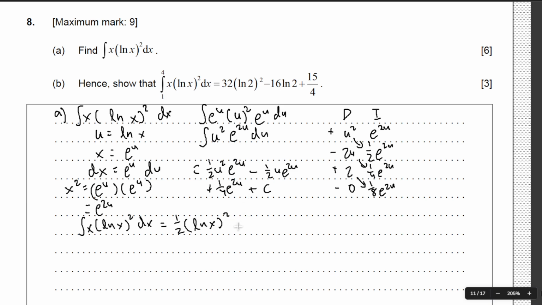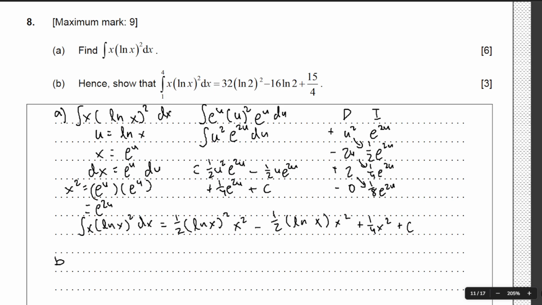And so we have x squared, minus 1 over 2 ln x. Here, e power 2u is x squared, plus 1 over 4 x squared plus c. And this would be our answer for part a.